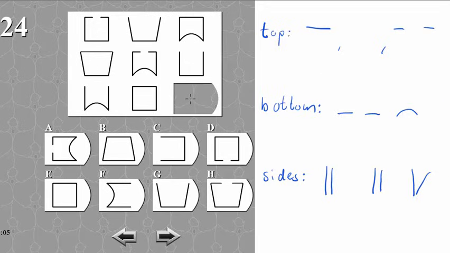So going to this one, we have the curve down here, the flat one, so we need a flat one. On top, we have the line, the gap, or the nothing, so we need the gap. And then we have the sides, they are vertical, vertical, so we need the tilted ones. So that would be like this. So the correct answer is H.